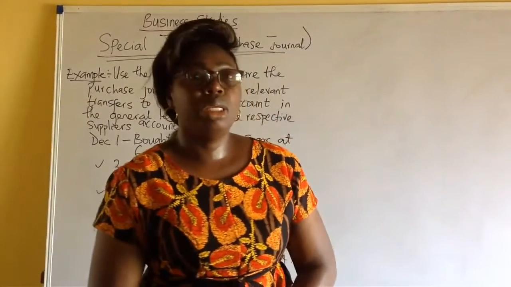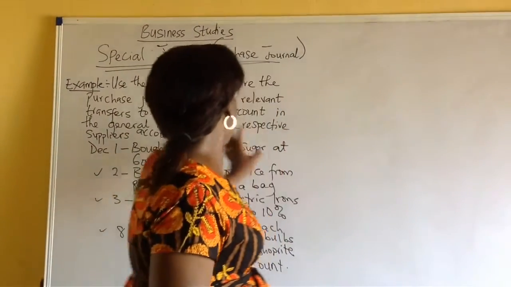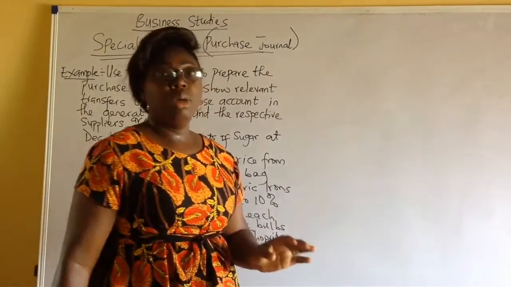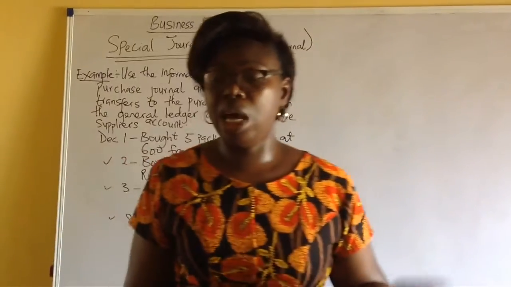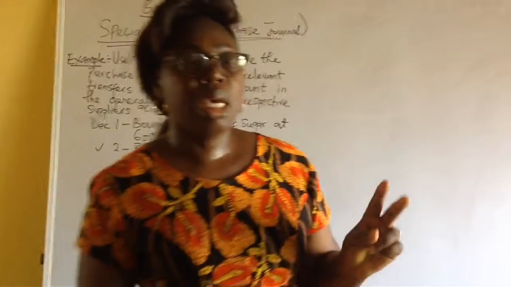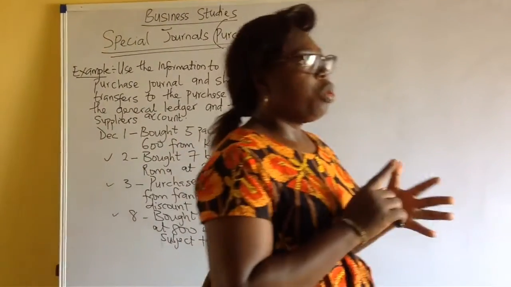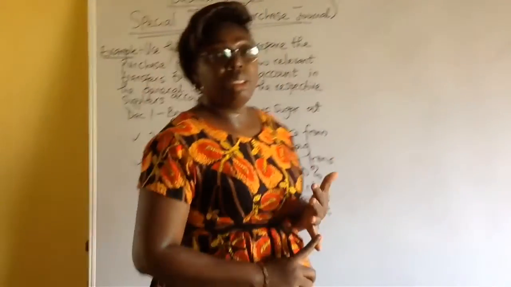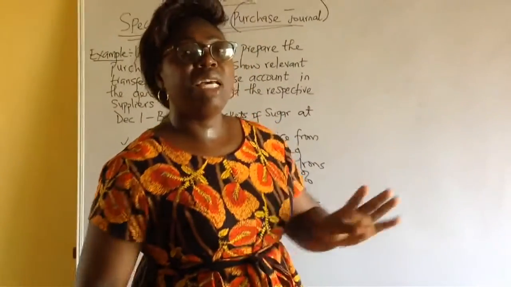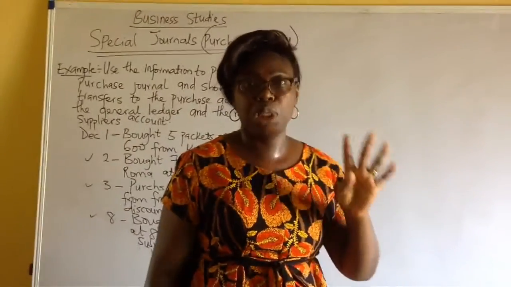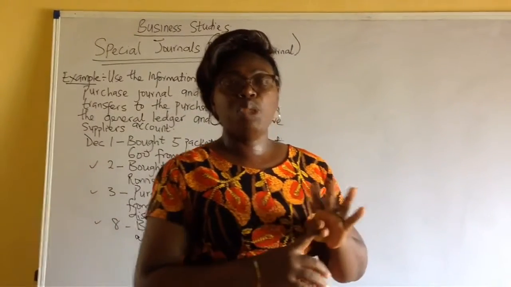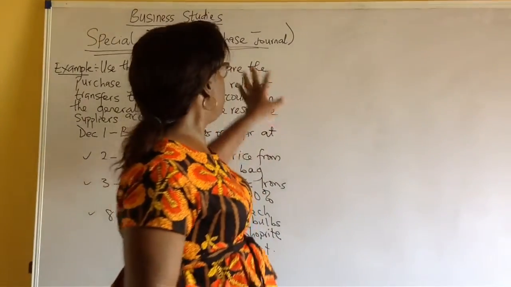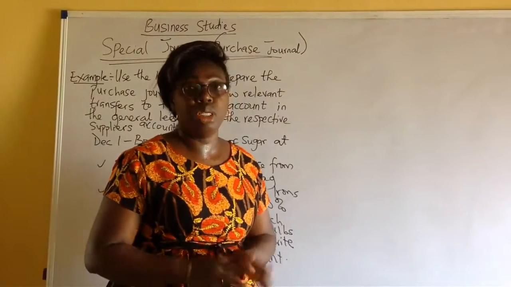Our class today, we are going to continue from purchase journal. Remember, we said that we have two types of journals. They are special journal and general journal. We've taken the general journal. We said that the special journal is divided into four. We have four types of special journals. We've taken the first one, which is sales journal. Today, we are going to take the second one, which is the purchase journal.